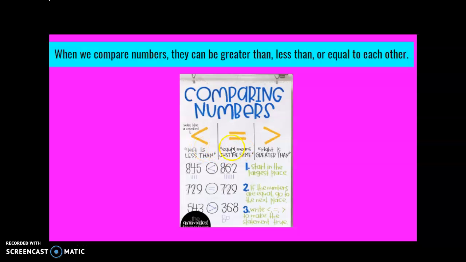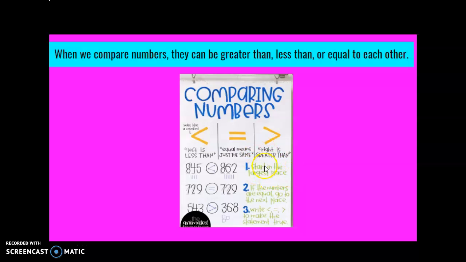Our symbol here means that our numbers are just the same. So this is our equal sign. And then here we have the mouth facing in the opposite direction, or again, if you think of it like an arrow, it's pointing to the right. So right is greater than.